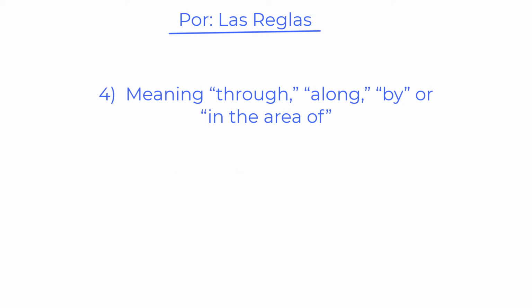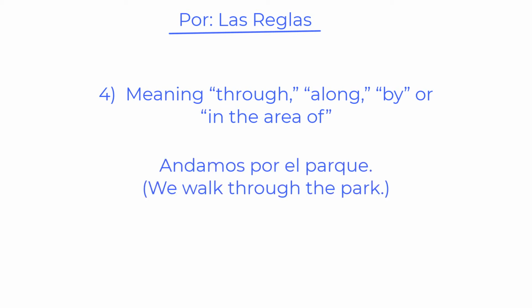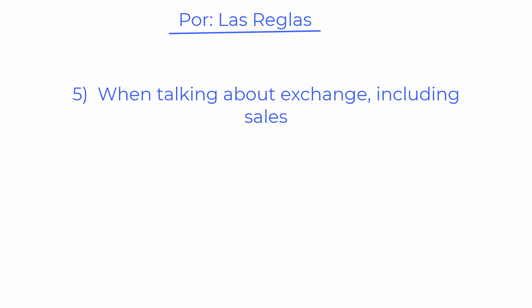Regla número 4. We use it when we are saying through or along or by something or in the area of somewhere. Por ejemplo, andamos por el parque.